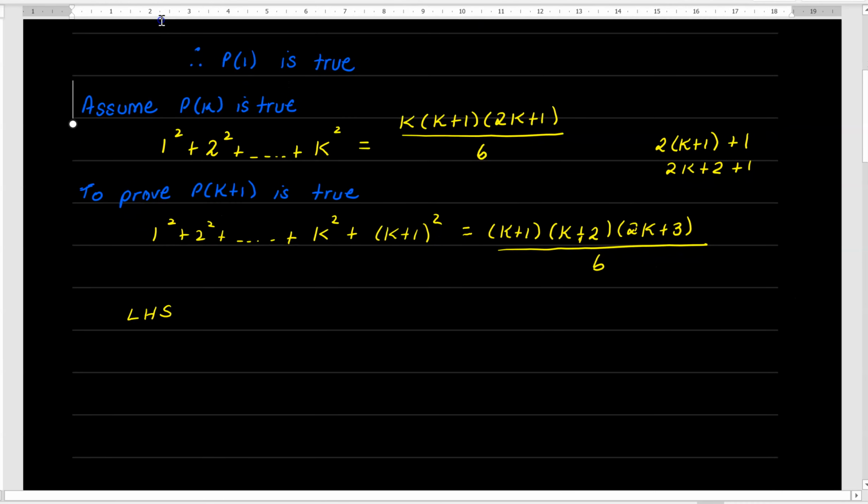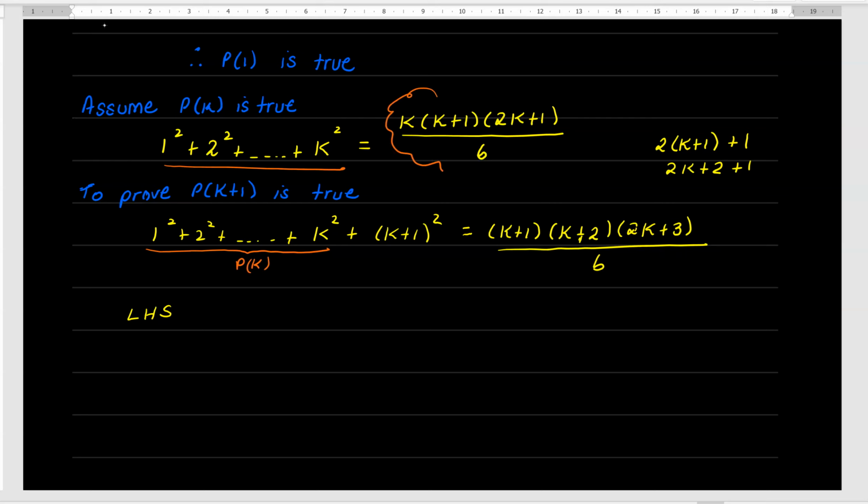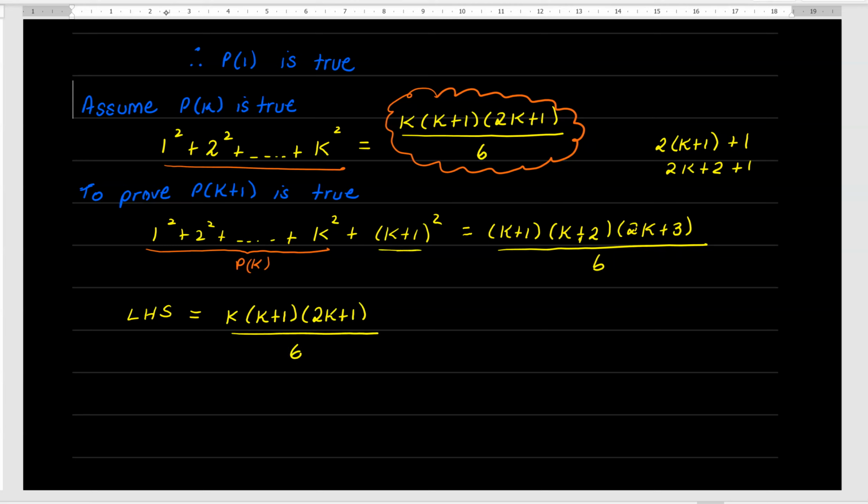Now I hope you agree that all of this here equals this. Which means I can replace all of that with what we said P of k is. That's exactly what we're going to do. So all of that we're replacing with k plus 1, 2k plus 1, all over 6. And let's not forget our k plus first term, so we have to say that's plus k plus 1 squared.